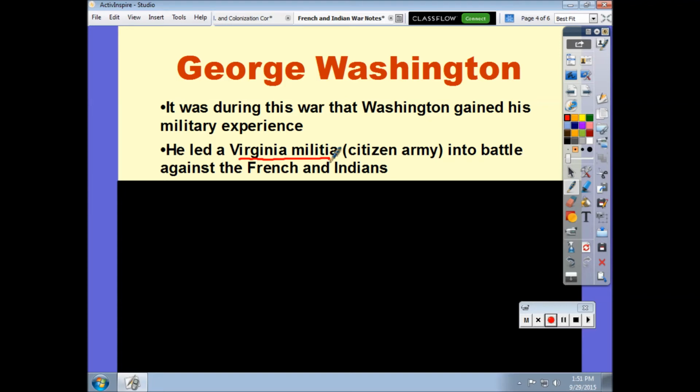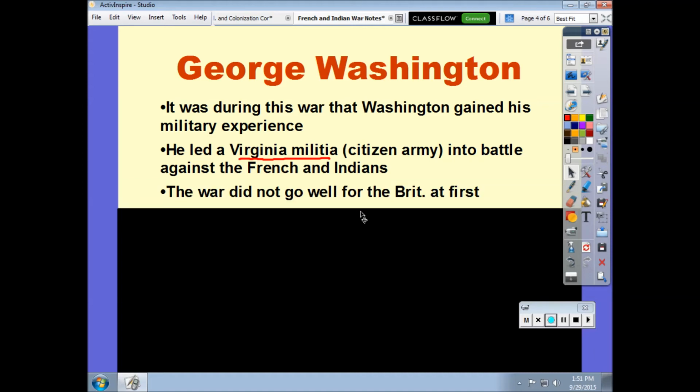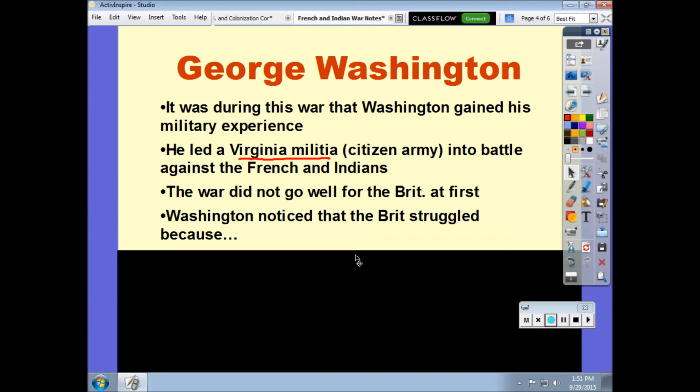He's going to buy the materials, the uniforms for his militia. He's going to train them with whatever little training he has. And the result is he's going to take that Virginia militia, and under the guidance of the British, use that small army along with the British soldiers to attack the French and the Indians in the Ohio River Valley. The war doesn't go well for the British at first, and the primary reason George Washington notes is that there's a problem with the way the British fight.